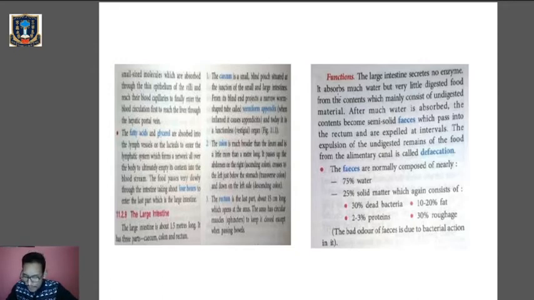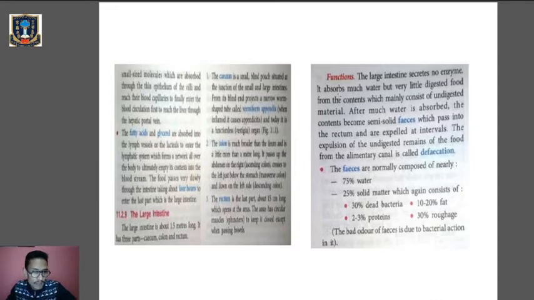Clear? Fatty acids and glycerols are absorbed into the lymph vessels or the lacteals. Remember this thing. Fatty acids and glycerols are absorbed by the lacteals and they will enter the lymphatic system. Clear? Then the food passes very slowly from the intestine, which takes about 4 hours, to enter the last part, which is called the large intestine.